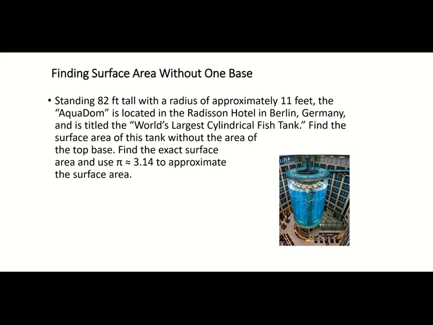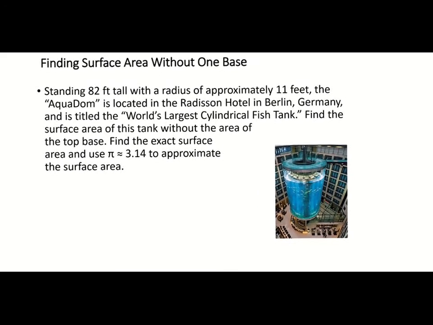All right, the last thing we are going to do is find surface area without one base. This is kind of cool, and hopefully one day we'll be able to see it. The Aquadome is located in the Radisson Hotel in Berlin, Germany, and it's the world's largest cylindrical fish tank. It stands 82 feet tall with a radius of approximately 11 feet. They want us to find the surface area of the tank without the top base, because as you can see, the top is not covered. They want the exact surface area and to use 3.14 to approximate the surface area.